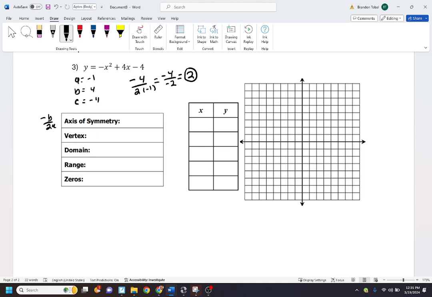So the axis of symmetry is 2 in this case, which makes it the x of the vertex. So I'm going to take this x of the vertex and plug it into my equation. Please remember, there's a negative in front of the x squared, so 2 squared happens first, then the negative. Plus 4 times 2, minus 4. So this is negative 4 plus 8 minus 4. That ends up being 0 overall. So in the middle of the table, you put 2 comma 0.